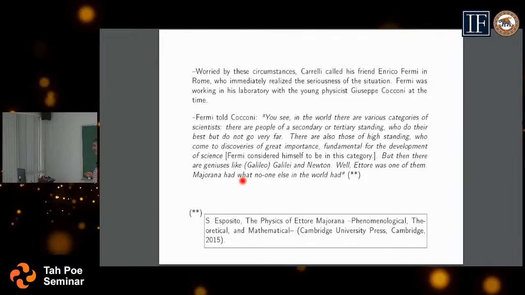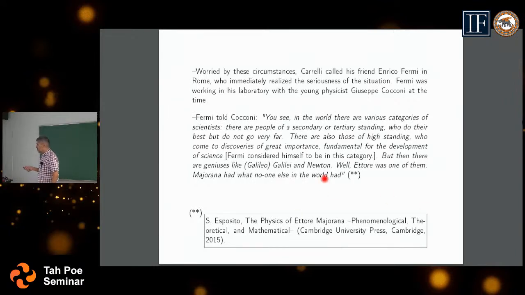Majorana had what no one else in the world had. The importance of Majorana for physics in Italy is incredible. We have found a lot of manuscripts with information about theories and mathematical results related to many theories. The name of Majorana is related to many things, not just Majorana fermions. I will be explaining that too.